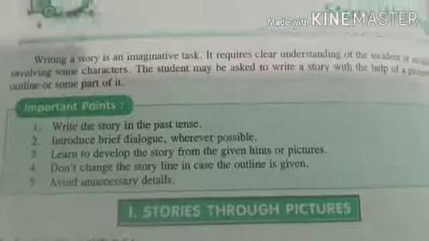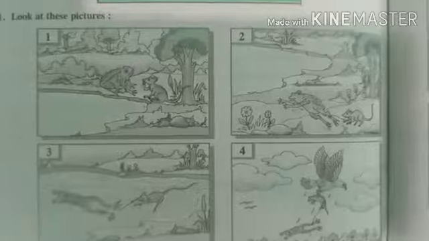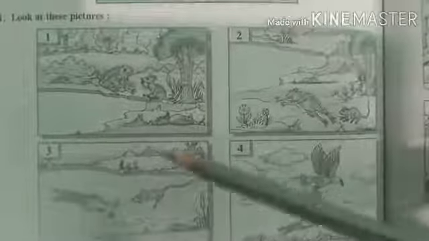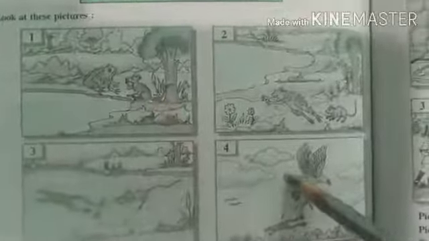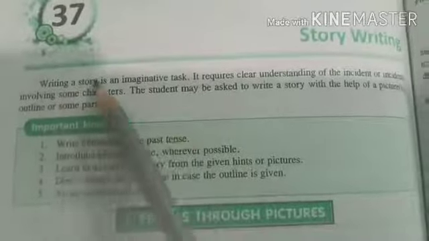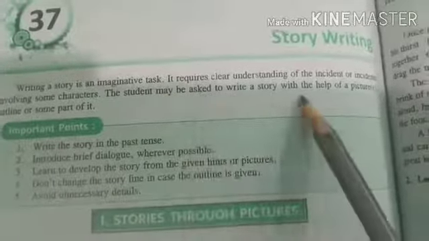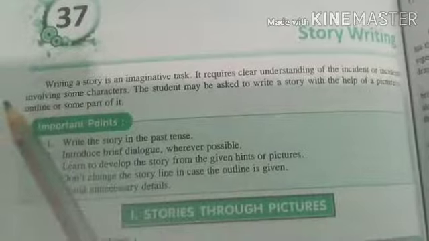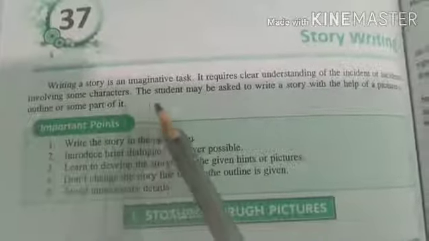That means you need to write on that particular story. You should not include any of the stories or any of the animals which are not there inside this box. So you need to talk about these two animals, and the third one is this bird, right? So you cannot include anyone else. So here you can see the definition. Writing a story is an imaginative task. You need to imagine. It requires clear understanding of the incident and involving some characters, right?